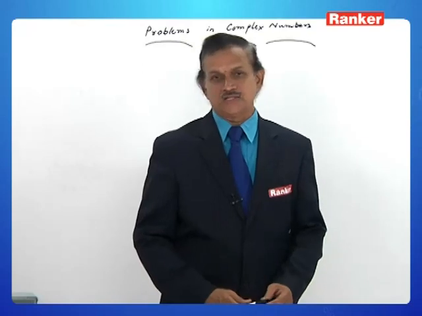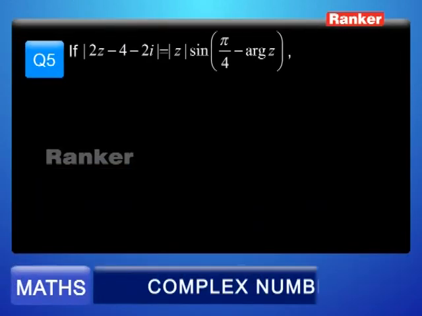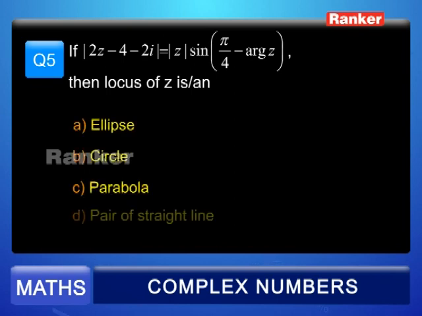We shall get ready ourselves to go through the next question, that is question number 5. In this question, if modulus of 2z minus 4 minus 2i is equal to mod z into sine of (pi by 4 minus argument of z), then the locus of z is an ellipse, a circle, a parabola, or a pair of straight lines. Let us see what happens.